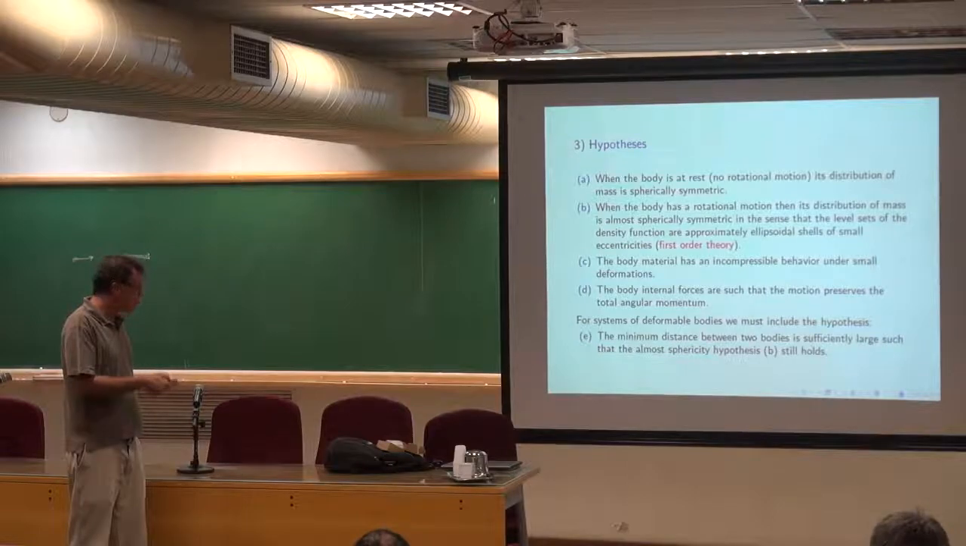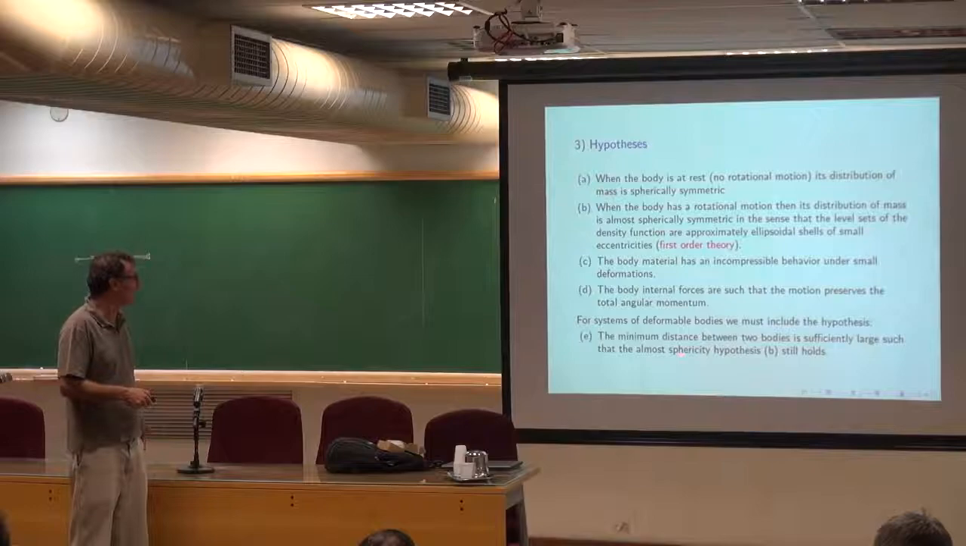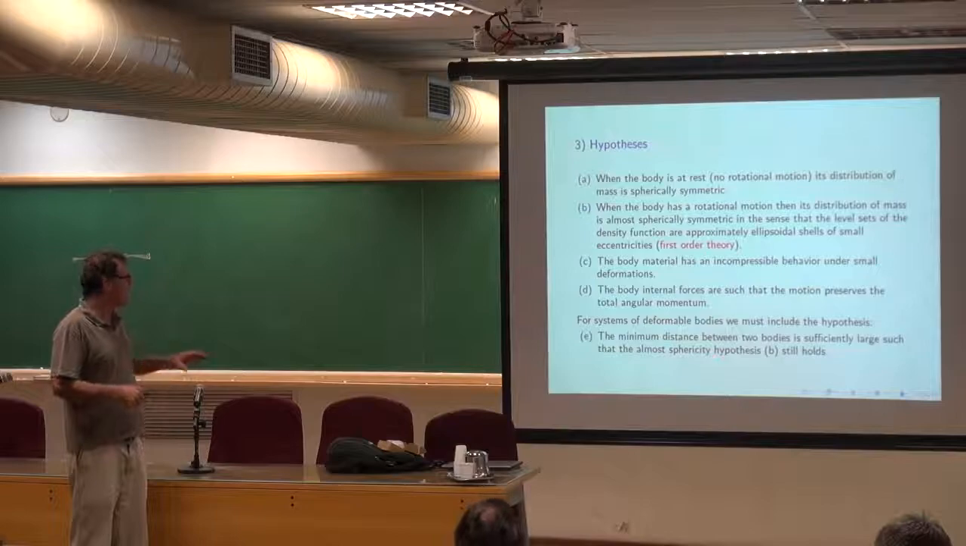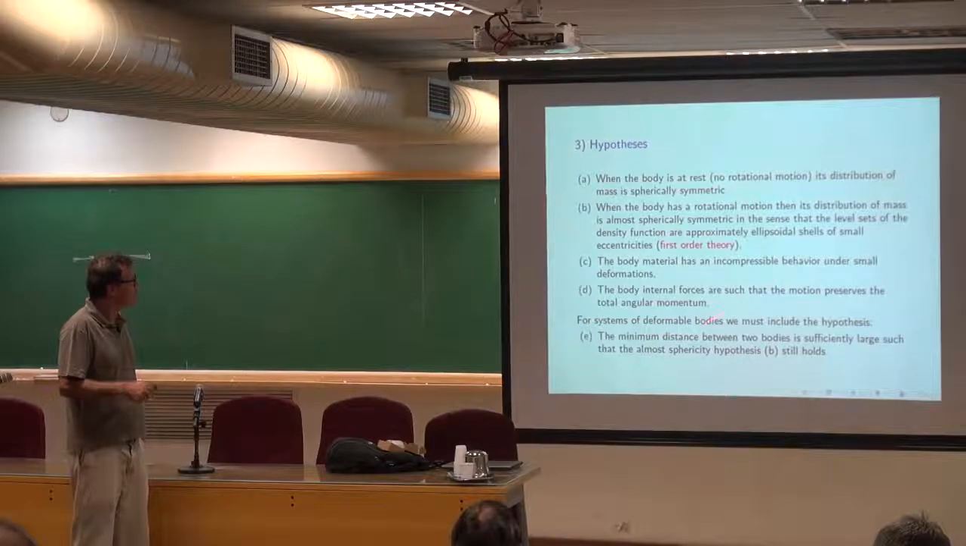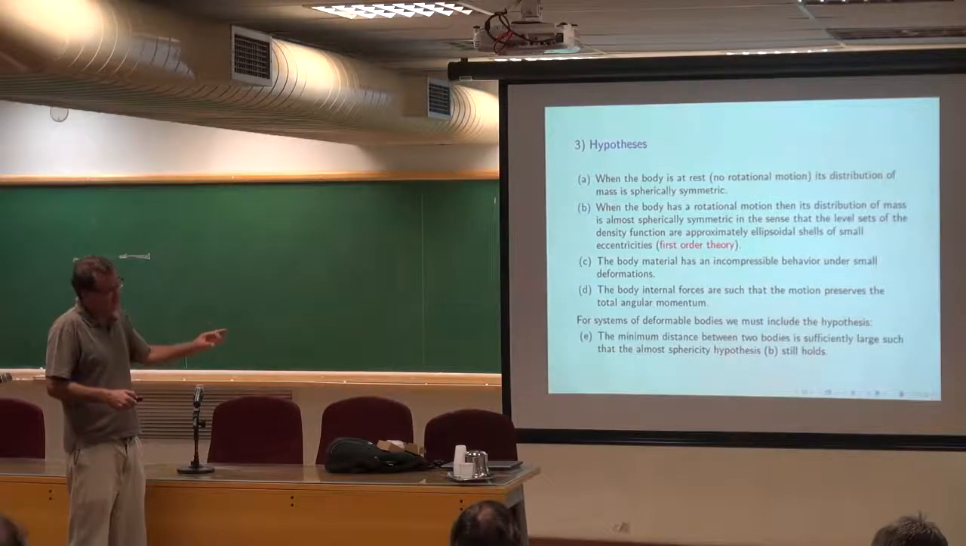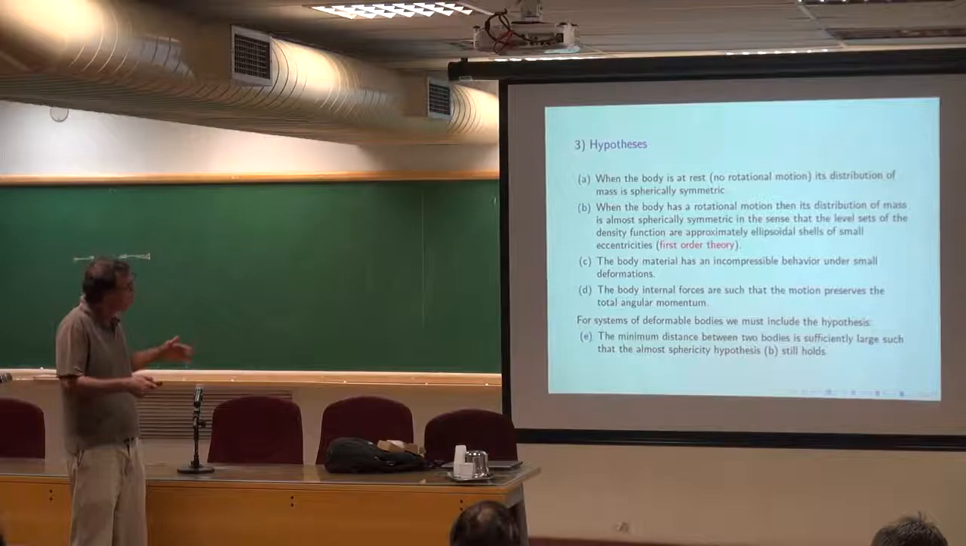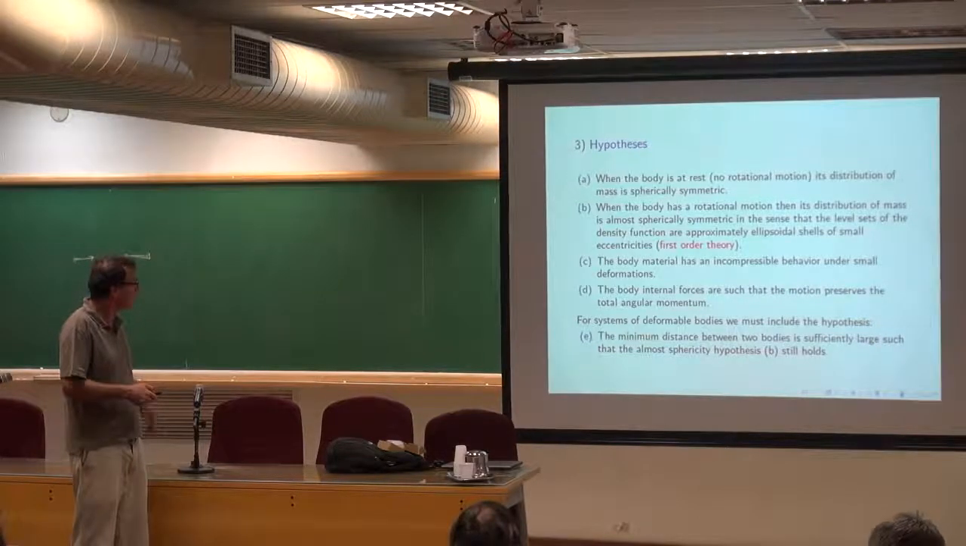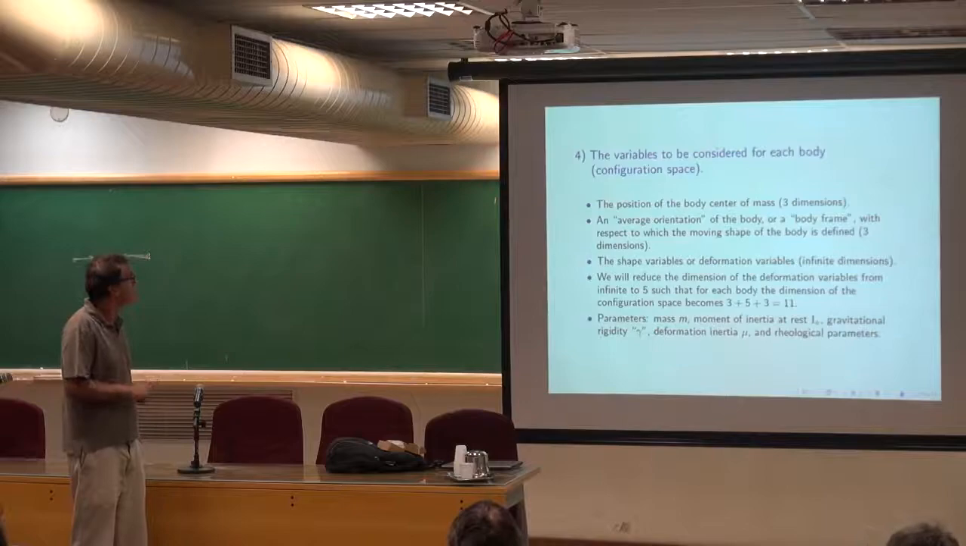And moreover, we also need this hypothesis that the minimum distance between two bodies is sufficiently large that the almost sphericity hypothesis still holds. In other words, we don't allow for bodies that are not almost spheric. Anyway, we want to take this hypothesis. And moreover, for real celestial systems, our solar system, for instance, all these hypotheses are okay, except if you take asteroids. Some asteroids are not spherical, especially these small asteroids.